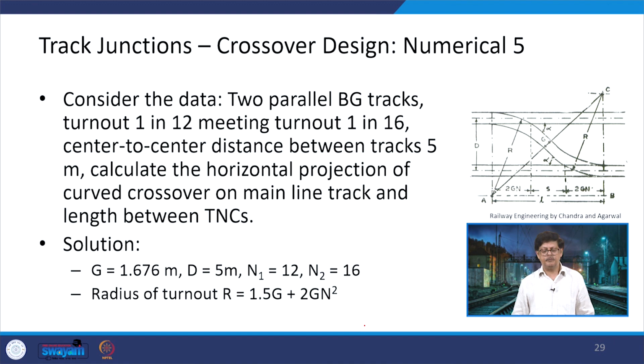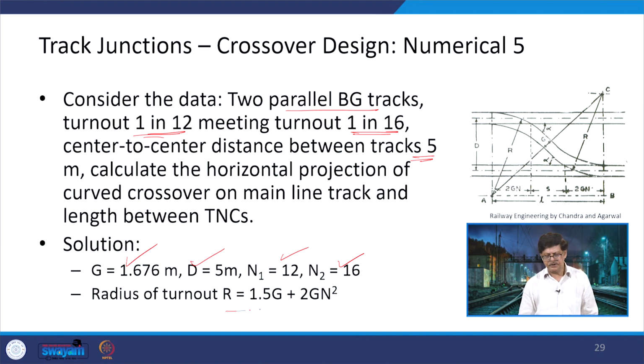Let us have another numerical here, where there are again two parallel broad gauge tracks, but the turnouts are 1 in 12 and 1 in 16. Now, there is a change. The alpha angle is changing, N is changing. So, we have N1 equals 12 and N2 equals 16. The distance between the two tracks is still given as 5 meters. So, D is 5 and because it is broad gauge, G is 1.676 meters.